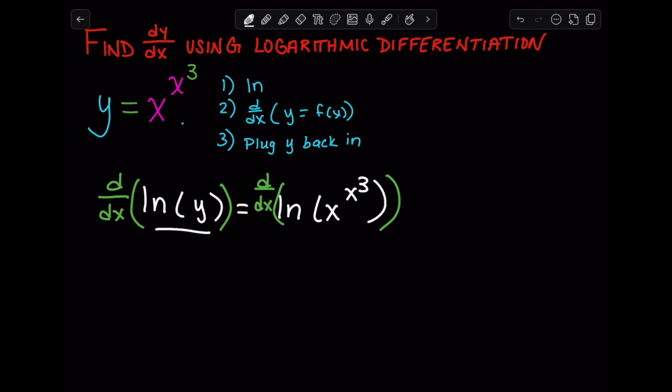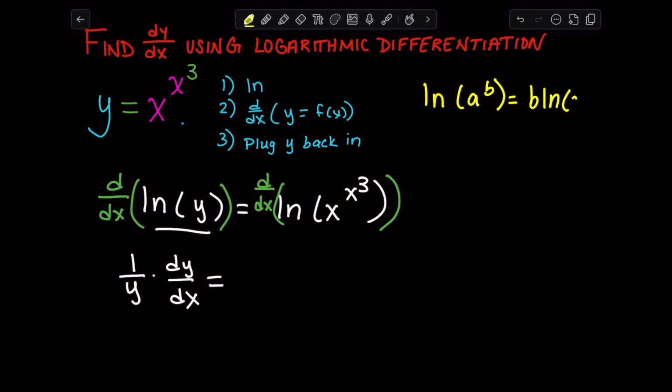Starting on the left side, we have the derivative of ln y, which is just 1 over y, dy dx. And then on the right side, we see now the beauty of logarithmic differentiation is we remember the general rule that ln of a to the power of b just equals b ln a. So logarithmic differentiation is a way for us to get something complicated like this term and turn it into something more simple like x cubed ln of x, which we can easily take the derivative of. So I'll rewrite that below.